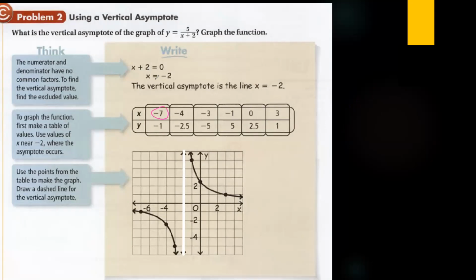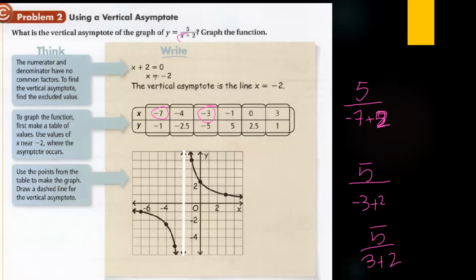At point -7, we have 5 over -7 plus 2. At point -3, as an example, 5 over -3 plus 2. A third one, 5 over 3 plus 2. Just evaluate x with -7, -3 and 3. At point -7, 5 over -5, which is -1. At point -3, you have -5. And at 3, 5 over 5, which is 1.